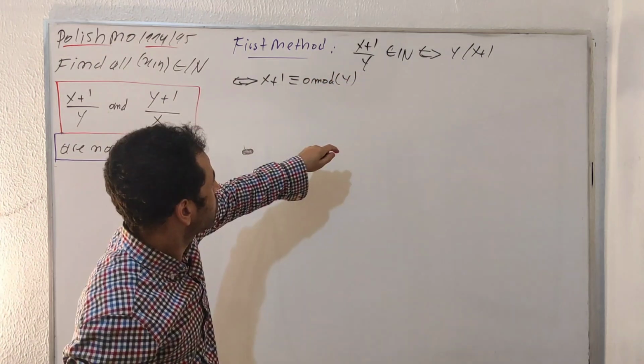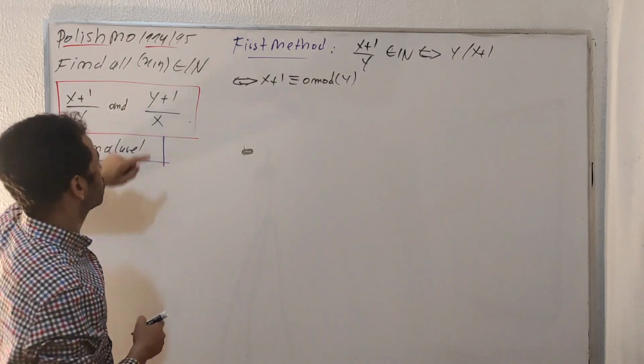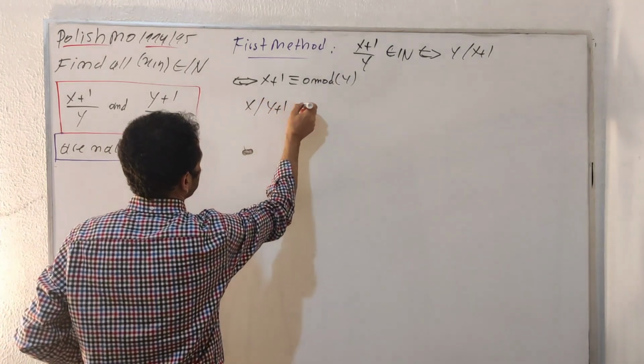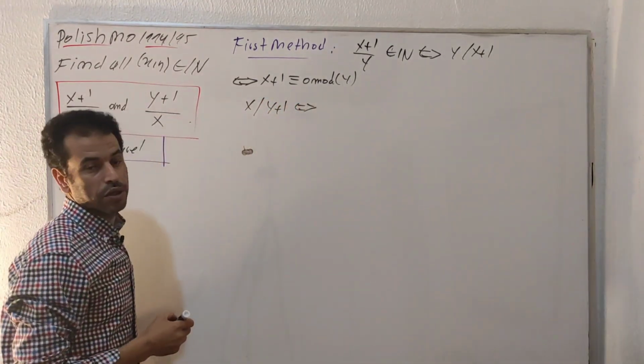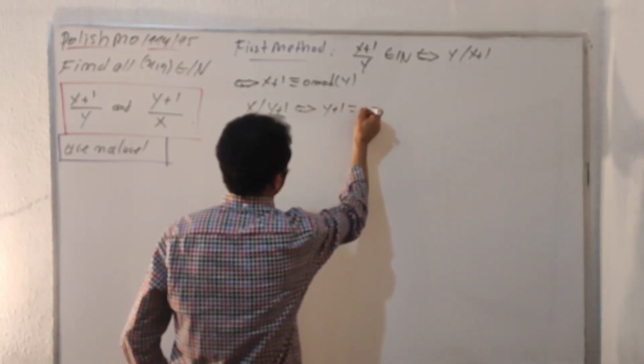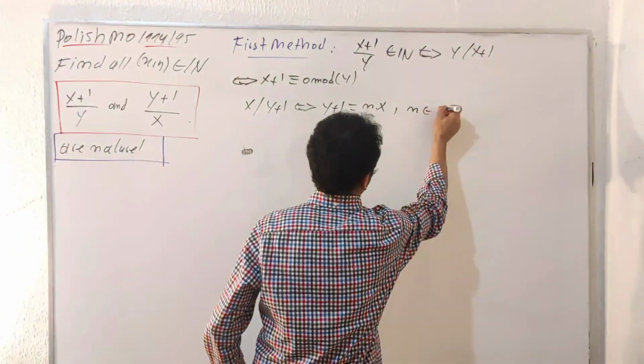Okay, this is the first thing. The second thing, I'm going to work on the second fraction. For the second fraction, we have x divides y plus 1 according to the divisibility statement definition. So we will have y plus 1 equals n multiplied by x, where n is some natural number.